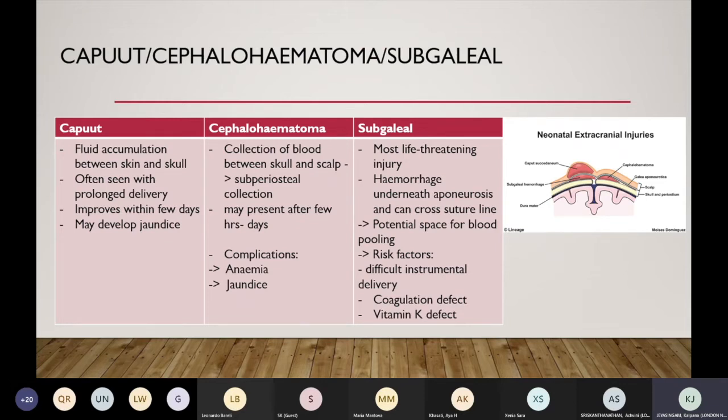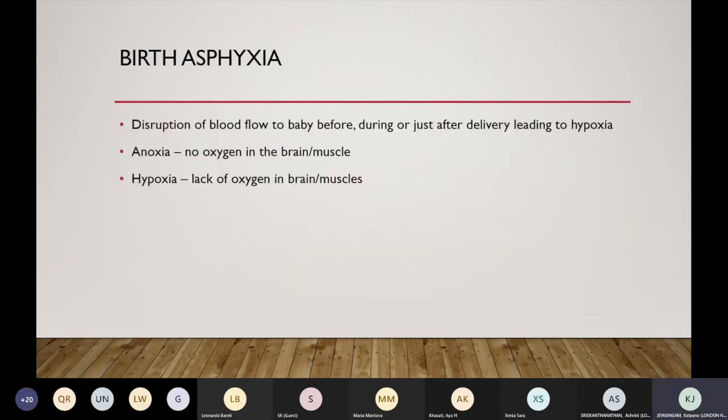And also, babies who have an underlying coagulation defect or vitamin K defect might be more prone to get subgaleal hemorrhage just because of a small insult, and the bleeding might be more exaggerated than it would be normally. Then moving on to the next injury, which is birth asphyxia, which just means a disruption of blood flow to the baby, either before, during, or just after delivery, and that leads to hypoxia.